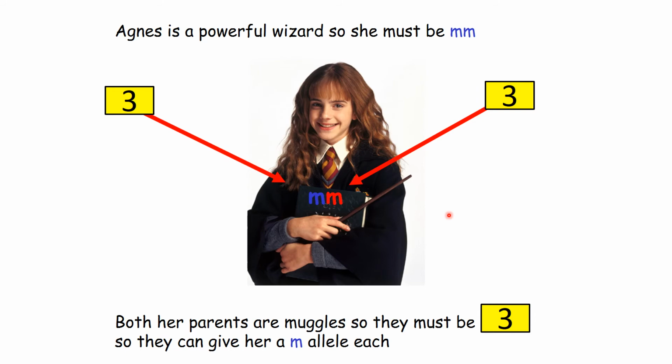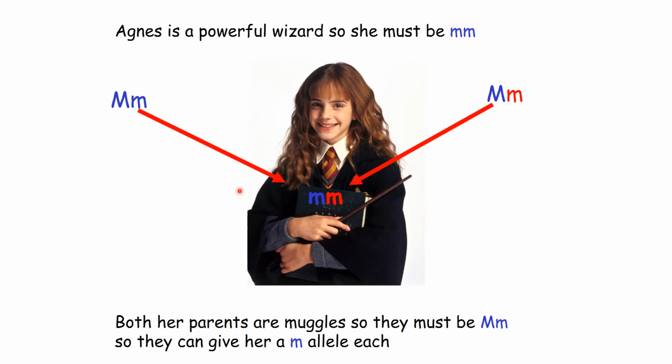So again, her parents, what's 3 going to be? They must be big M, small m, because it says here that her parents are muggles. This is where it gets a little bit more complicated, isn't it? Because she could have got the big M from them, but she didn't. Just by chance, she got small m, small m. So despite her parents being muggles, because they contained the wizard alleles, she could become a wizard.